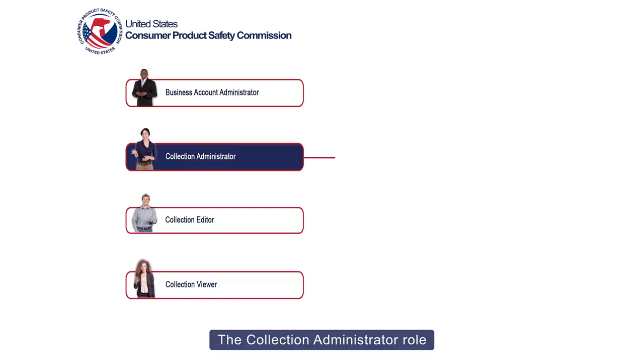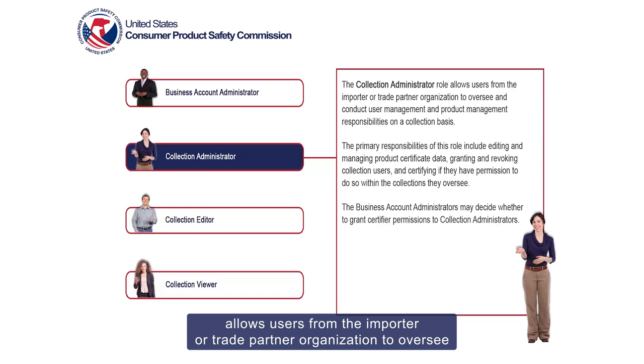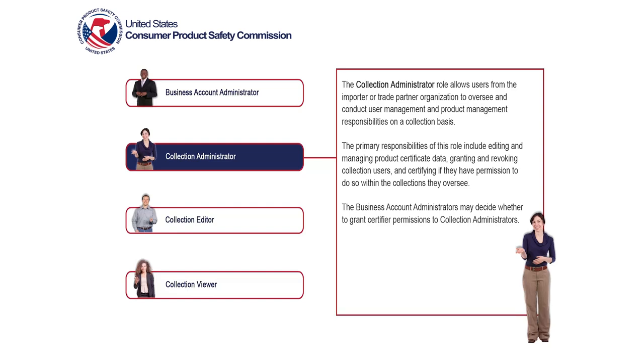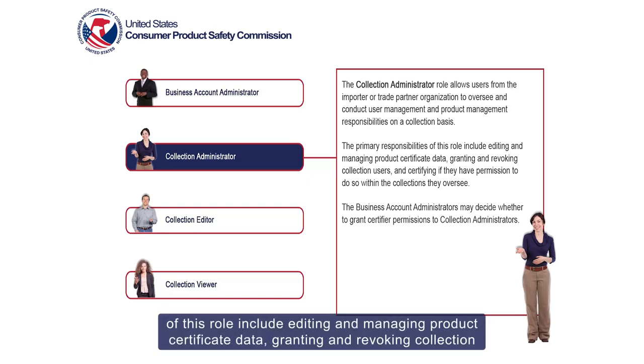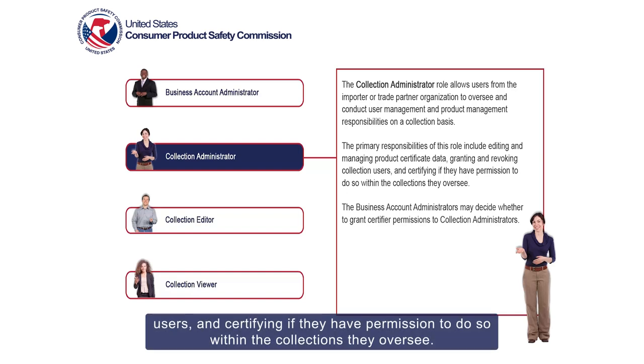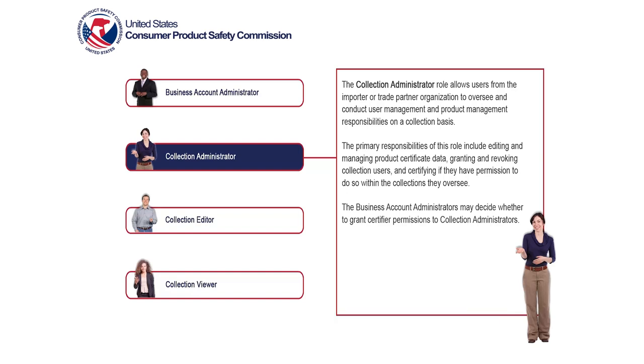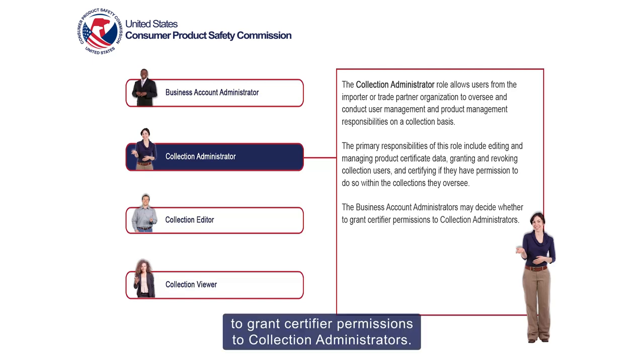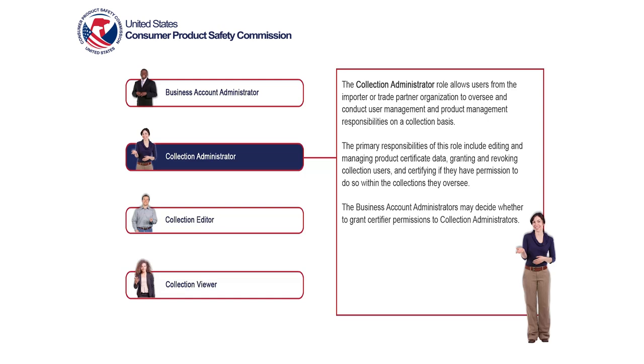The collection administrator role allows users from the importer or trade partner organization to oversee and conduct user management and product management responsibilities on a collection basis. The primary responsibilities of this role include editing and managing product certificate data, granting and revoking collection users, and certifying if they have permission to do so within the collections they oversee. The business account administrators may decide whether to grant certifier permissions to collection administrators.